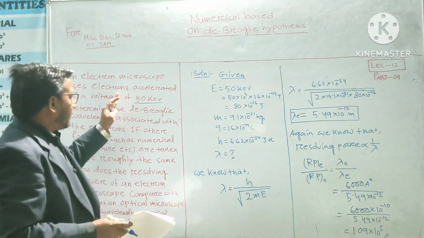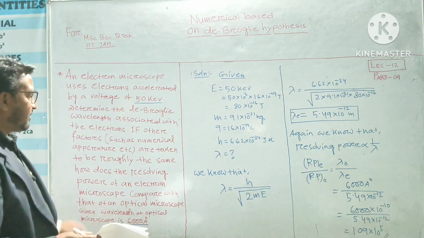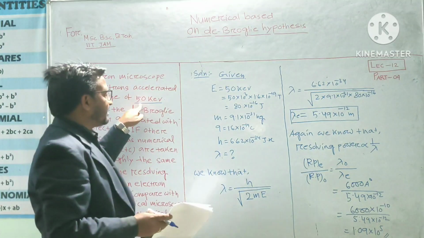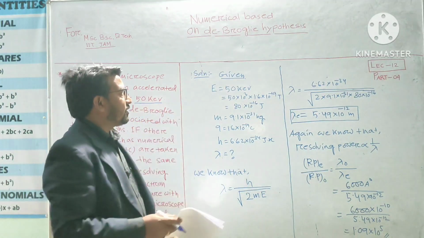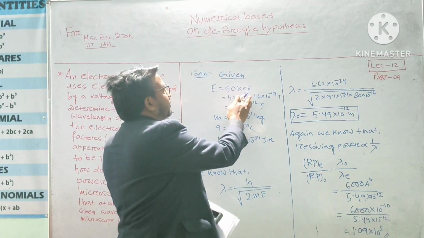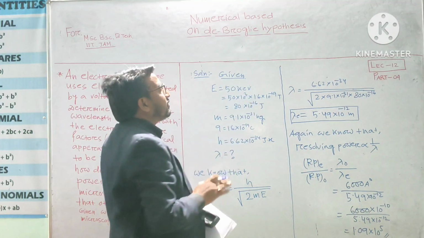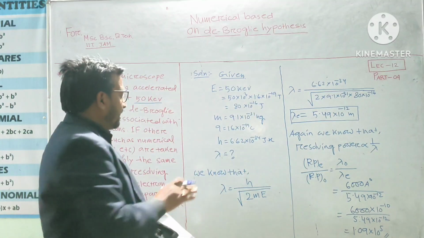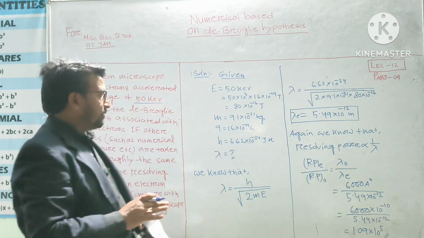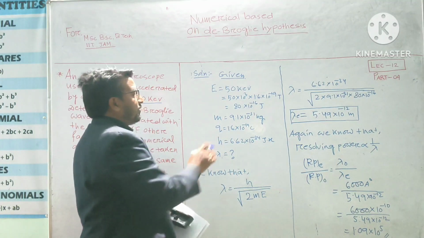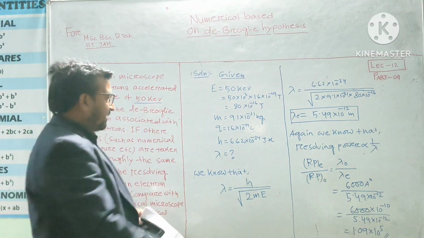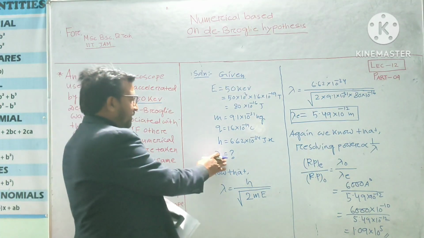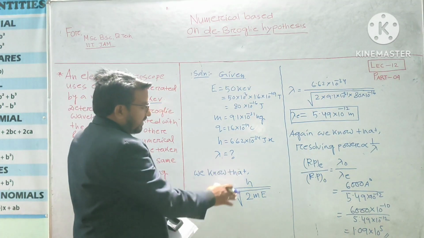So the given information of this question, first of all we are going to find out the wavelength associated with the electron. So the energy is equal to 50 kilo electron volt, kilo means 10 cube, so 50 into 10 cube, and 1 electron volt is equal to 1.6 into 10 to the minus 19 joule. So finally we can write 80 into 10 to the minus 16 joule, and mass of the electron equals 9.1 into 10 to the minus 31 kg, and q, the charge of the electron, is 1.6 into 10 to the minus 19 coulomb, and h is Planck constant, equal to 6.62 into 10 to the minus 34 joule second, and lambda equals what? We know that lambda equals h by under root of 2mE.